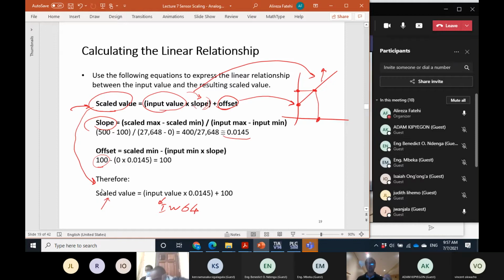Okay, we are going to implement these functions. The raw data that we have are these: scale max, scale min, input max, input min. So we are going to prepare the program to calculate the slope, then continue that to calculate the offset, and then use these two to implement this scale value formula.